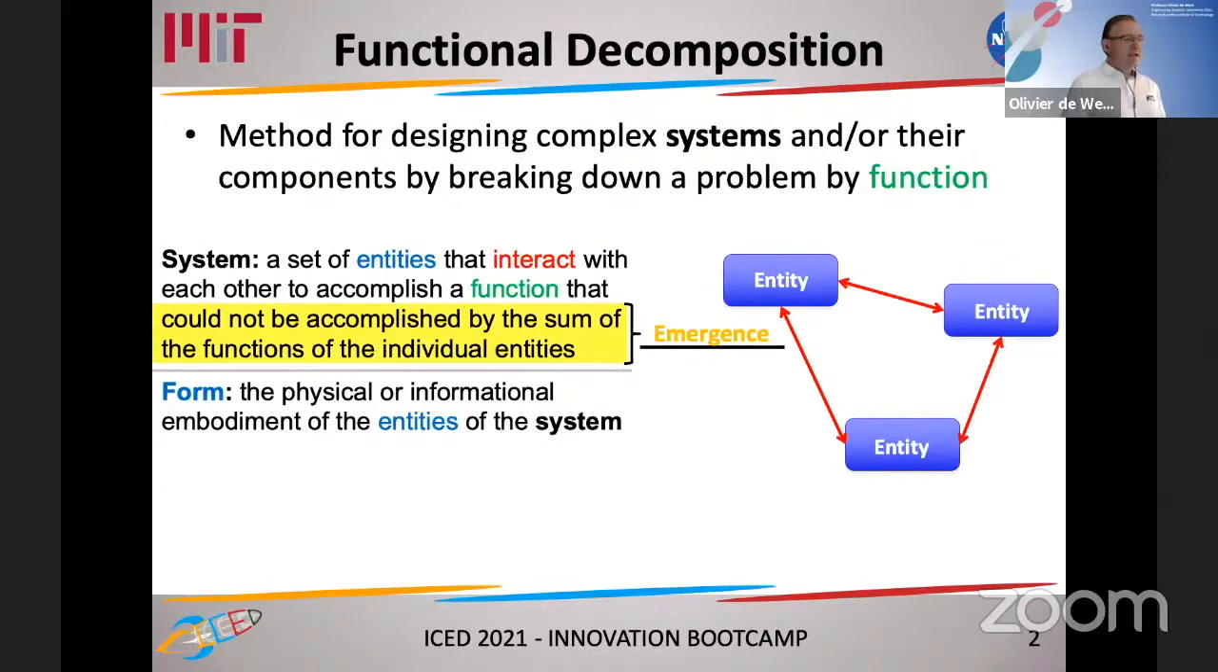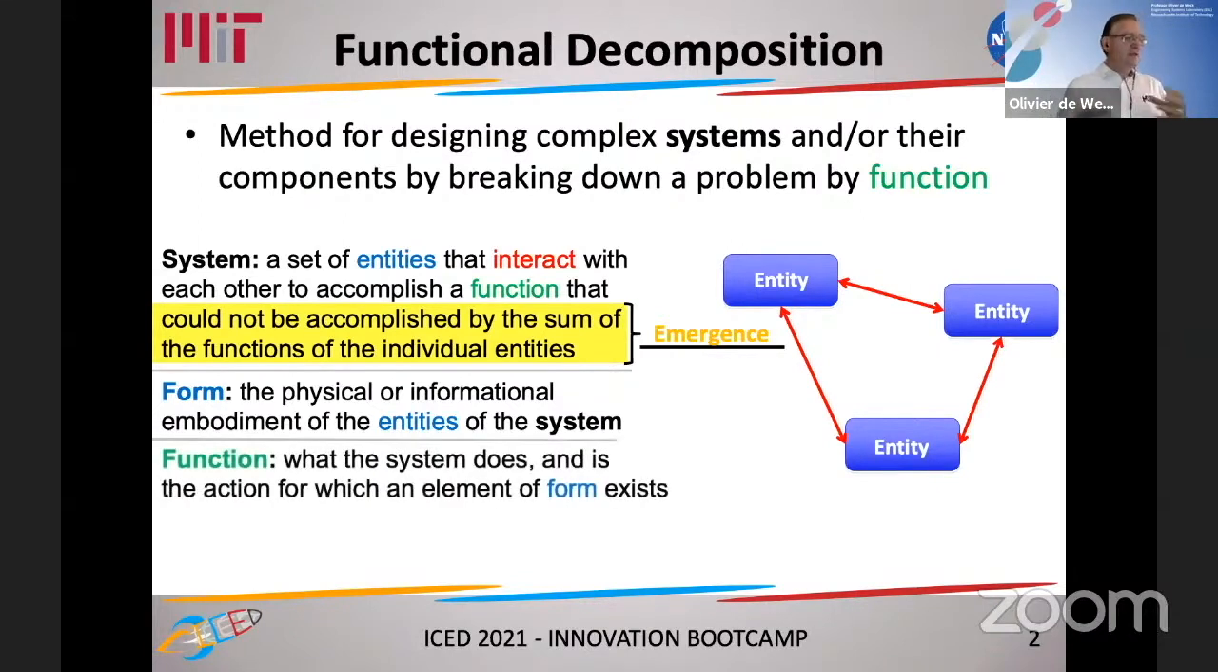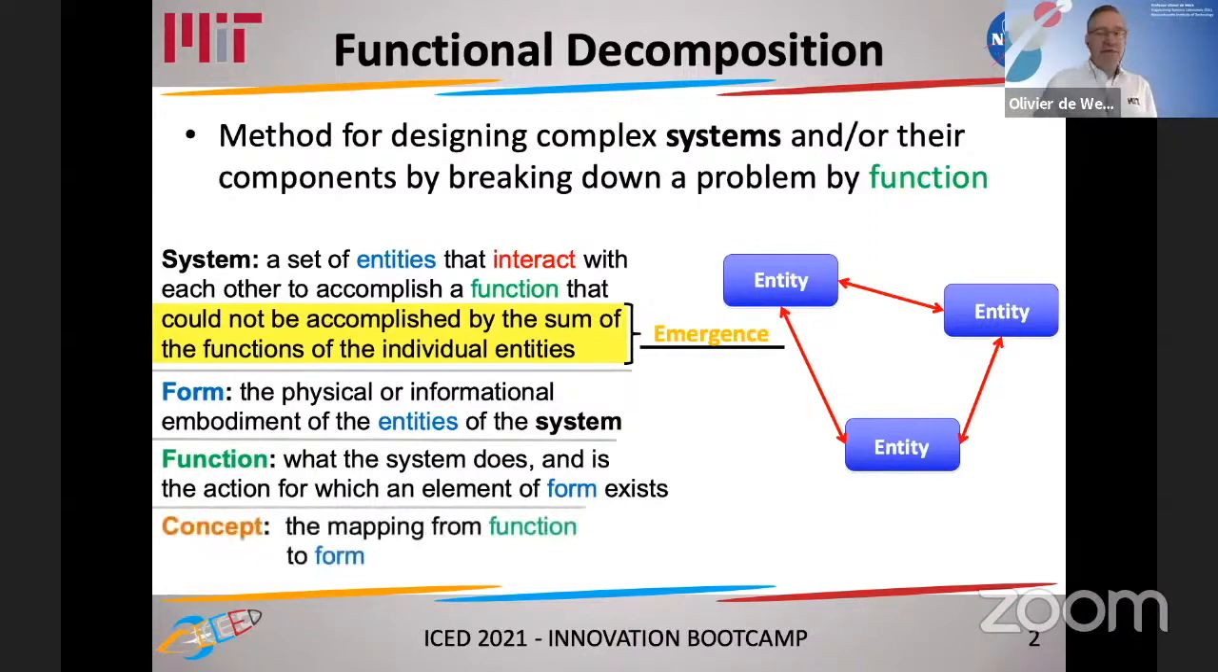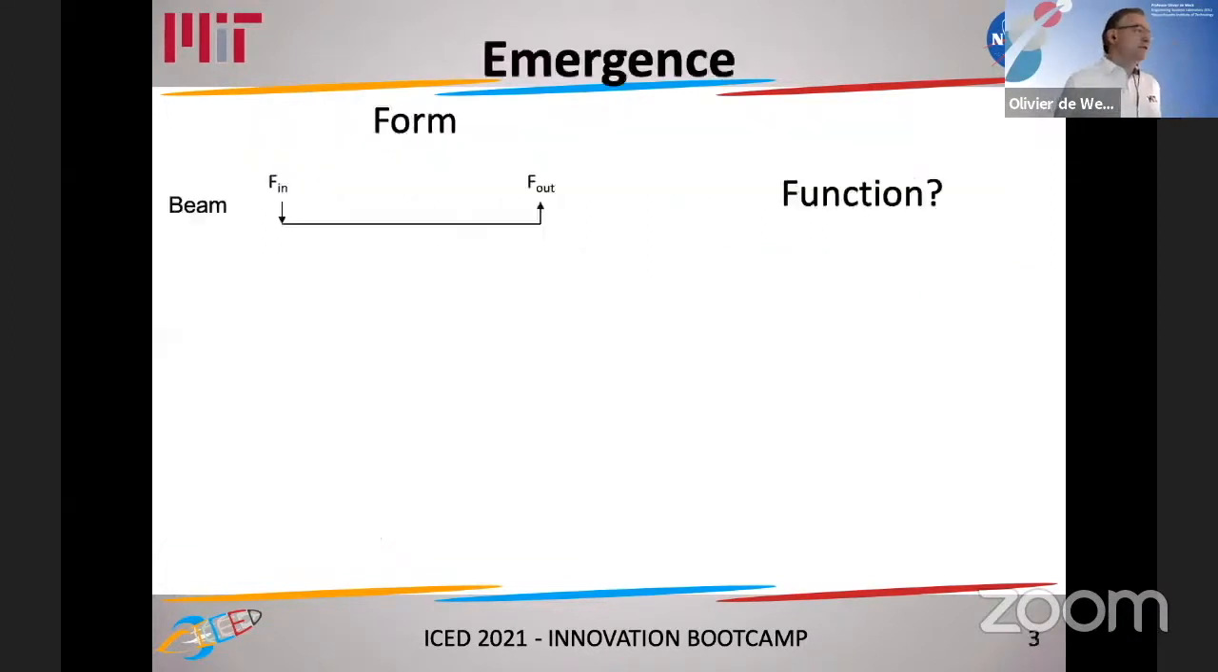The key concepts here, the key words, are form. What is form? It's the physical or informational embodiment of the entities of the system. Function is what the system or the entities do, the actions acting on form. And then finally, concept. What is concept? It's the mapping from function to form at various levels of decomposition.